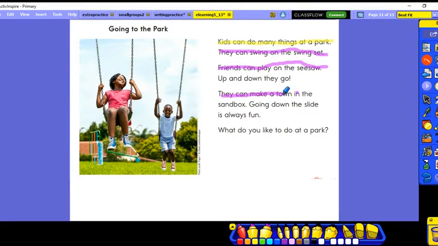They can make a town in the sandbox. So that's another thing they can do. Going down the slide is always fun. What do you like to do at the park?